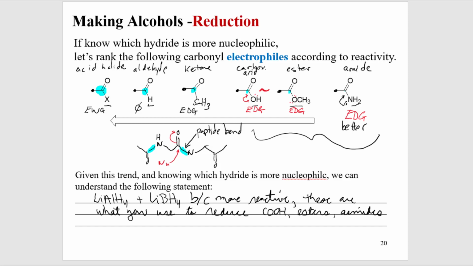So therefore, lithium aluminum hydride and lithium borohydride reduce all of them. But sodium borohydride, the weaker one, we use for aldehydes and ketones. Acid chlorides is fine too. So there's sort of a line here. You can see it as the higher reactive ones and the lower reactive ones. And we're going to be using this schematic of reactivity for carbonyls in subsequent chapters.